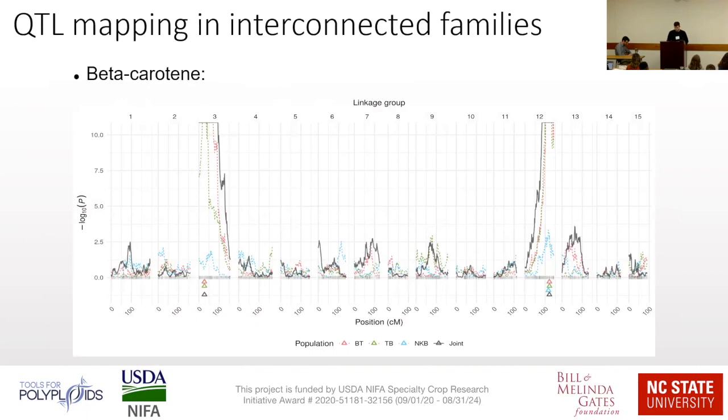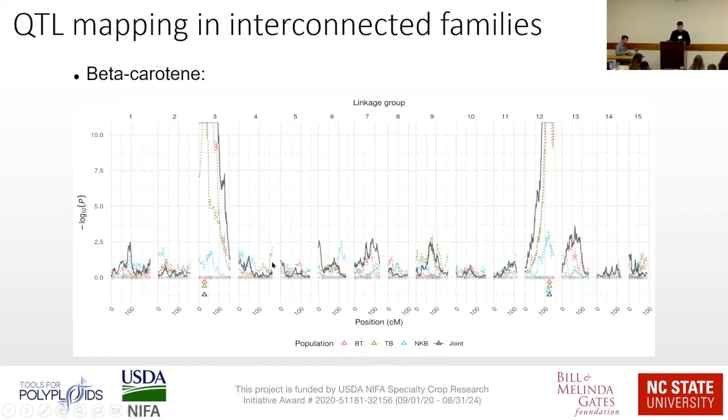So, just showing the results on the three populations here. The first trait is beta carotene. Let me explain this graphic first. So we have those bars here. Can you see the pointer there? Okay, so each of those bars represents one chromosome, so we have those 15 chromosomes here. And we have different line colors, which represent the populations that were evaluated separately. So we have BT in red, TB in green, and NKB in blue.